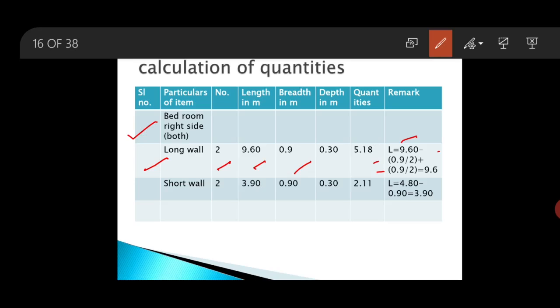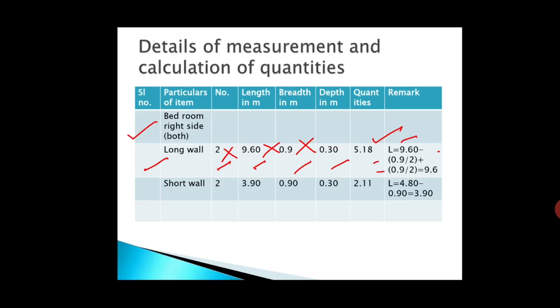The depth is 0.3. This is the thickness of the cement concrete. So by multiplying these three, we will get the net quantity as 5.18 cubic meter. Next we will move to the short wall.